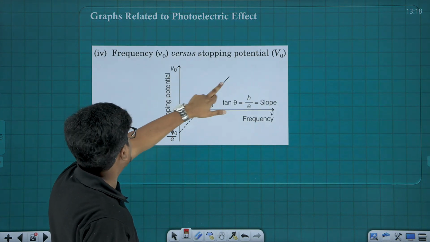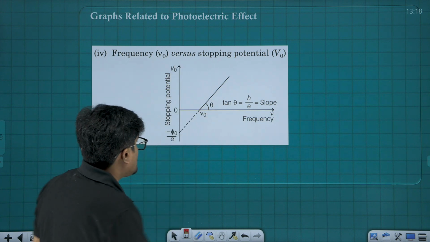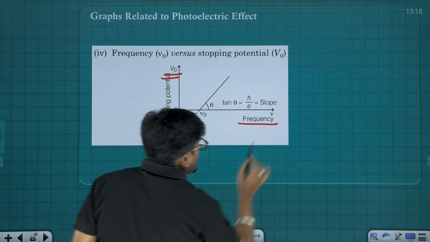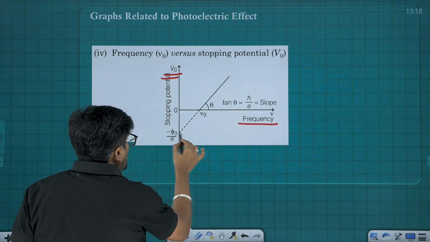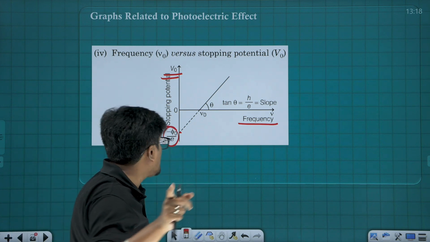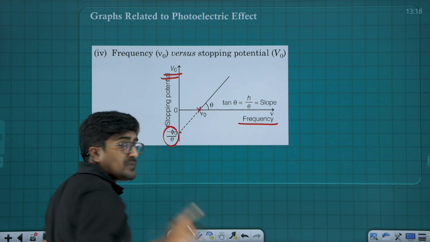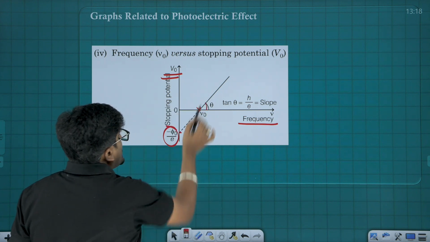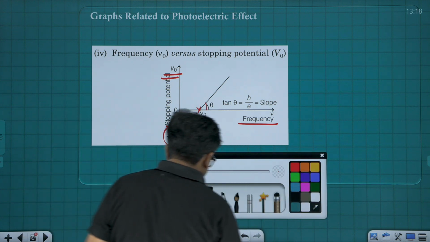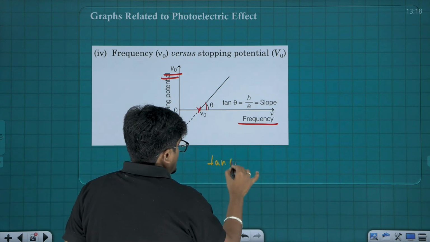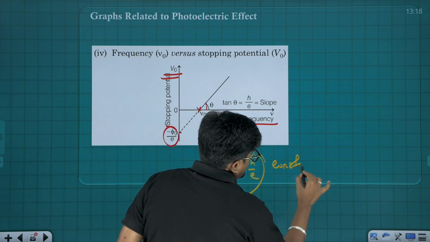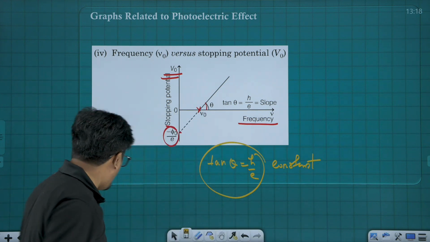Next is stopping potential versus threshold frequency. Basically it's going to be a straight line where we have stopping potential on the y-axis and frequency on the x-axis, and here you have a y-intercept, that is minus phi naught upon e, where phi naught is the work function, and here you can have the threshold frequency. The slope of this stopping potential versus frequency graph is tan theta equals h by e. You know that this is a constant.